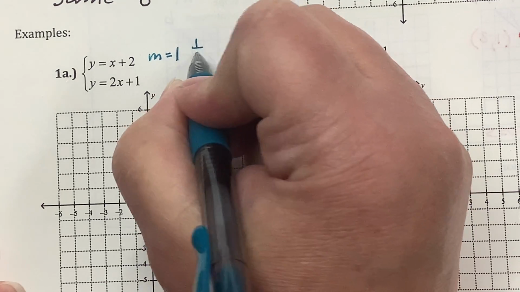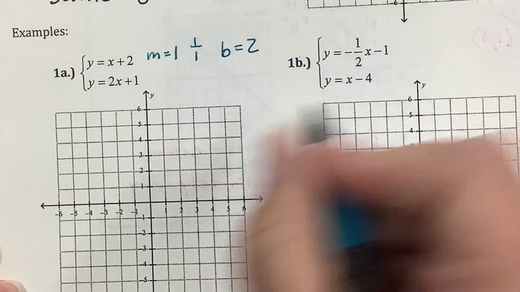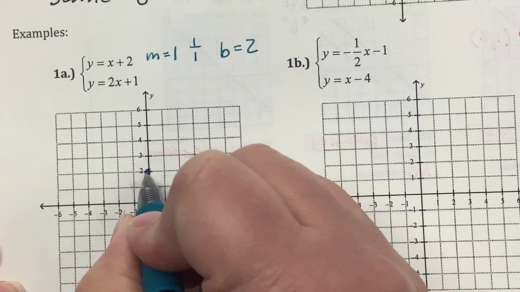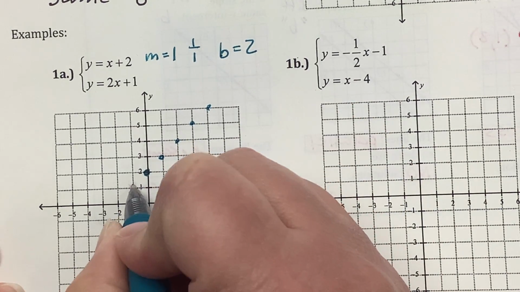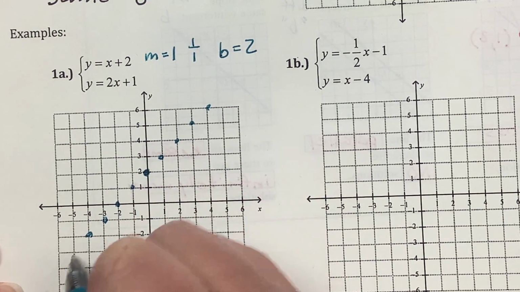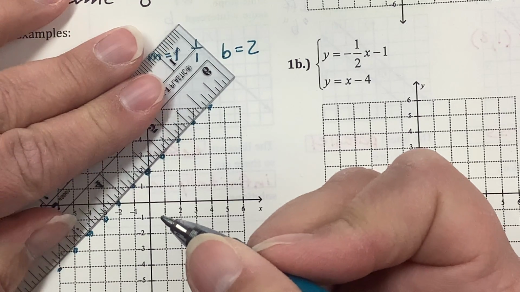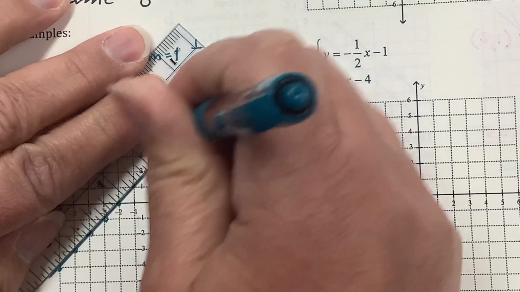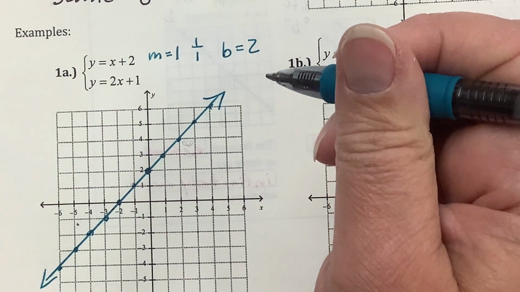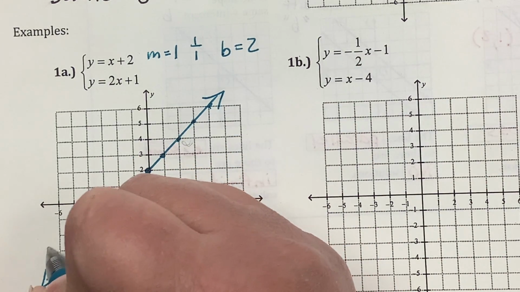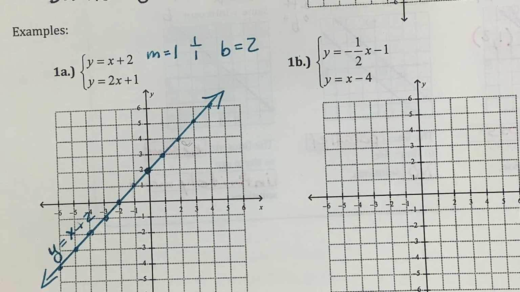So 1/1, rise 1, run 1. And B equals 2. So I start at 2. From there, rise 1, run 1, until I have lots of points. And you know me, I like to follow the pattern and go in the opposite direction. So I have points all the way across my coordinate plane. Here we go, and arrows on each side. And I'm going to write the equation down over here. Y equals x plus 2.